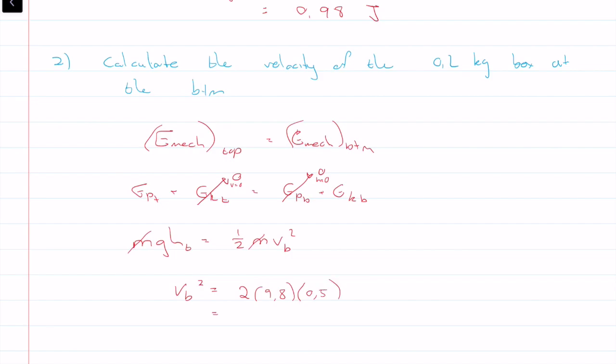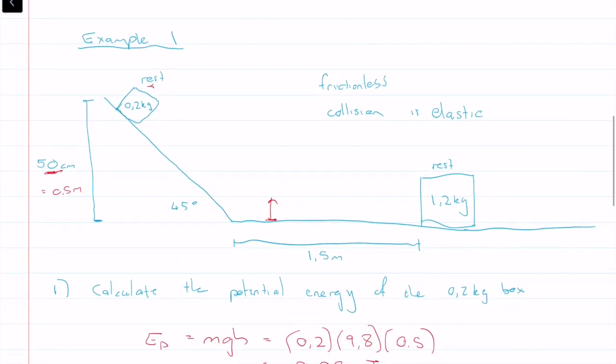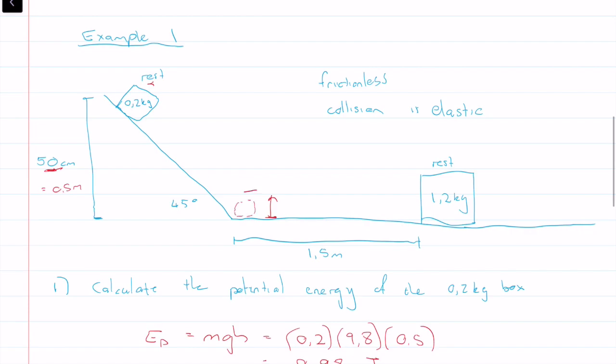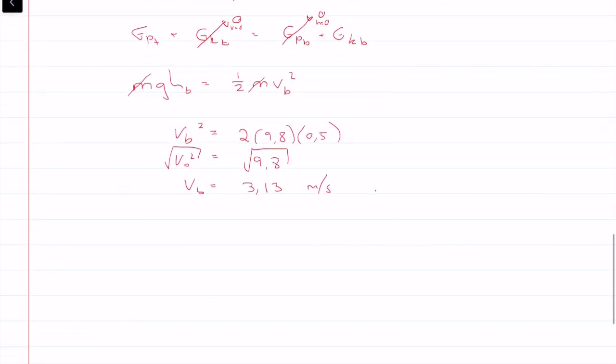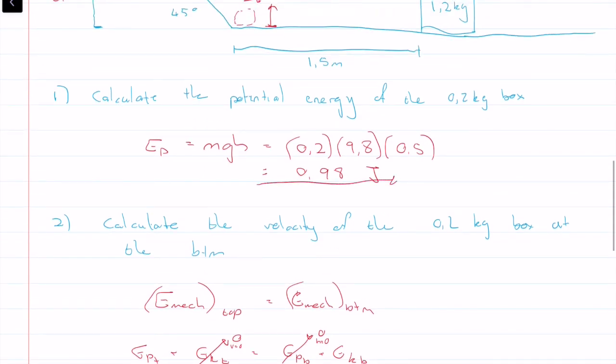Okay, so VB is equal to, if you plug that into our calculator, VB squared is equal to 9.8, so we square root both sides. So the velocity at the bottom is equal to 3.13 meters per second. Remember we want velocity, so at the bottom here, it's going to be going towards the right. Okay, so that's our answer to that question.